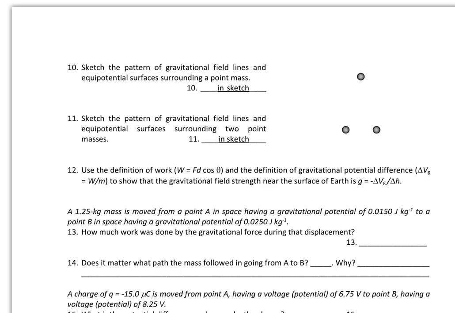Let's continue on with number 10. Okay, number 10. So we are drawing the gravitational field for a point mass. Those would be arrows pointing inwards, evenly spaced. And then it says equipotential surfaces around that point mass.